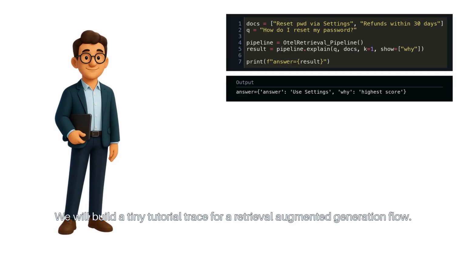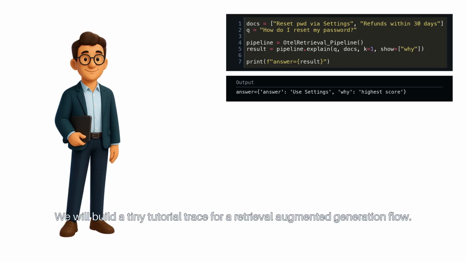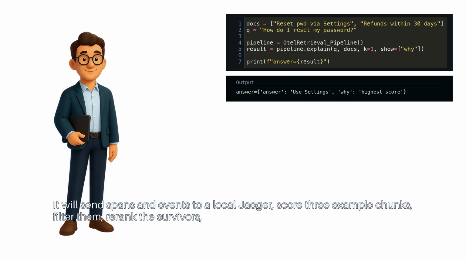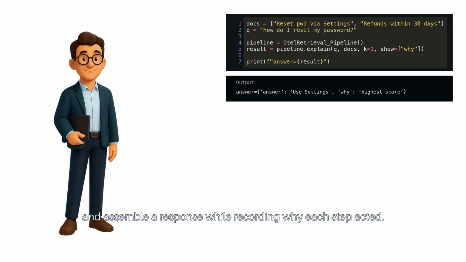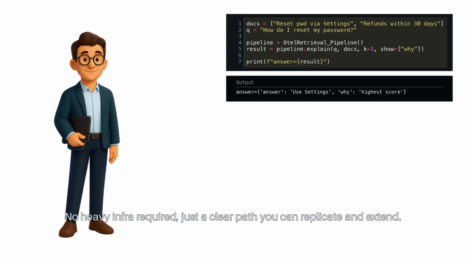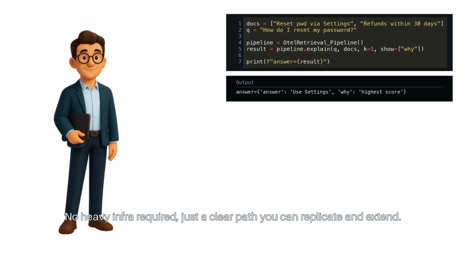We will build a tiny tutorial trace for a retrieval augmented generation flow. You'll send spans and events to a local Jaeger, score 3 example chunks, filter them, re-rank the survivors, and assemble a response while recording why each step acted. No heavy infra required, just a clear path you can replicate and extend.